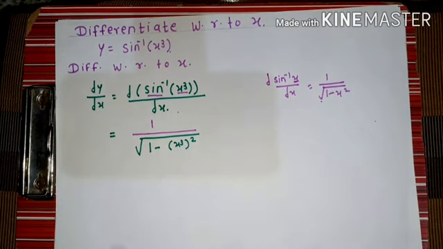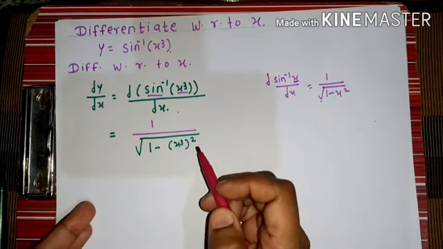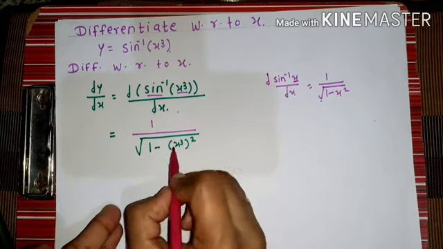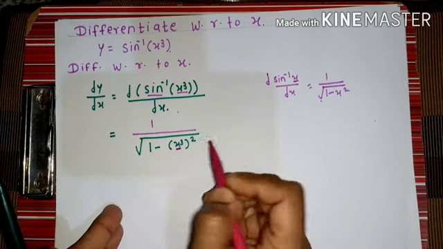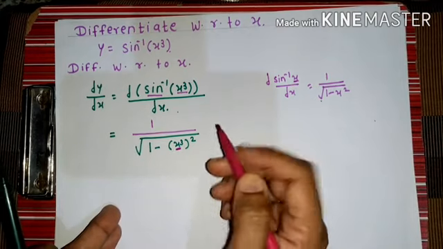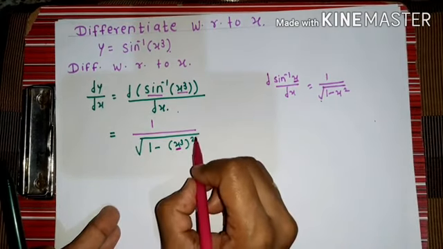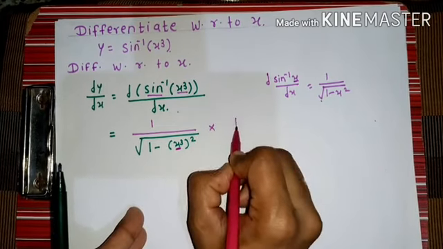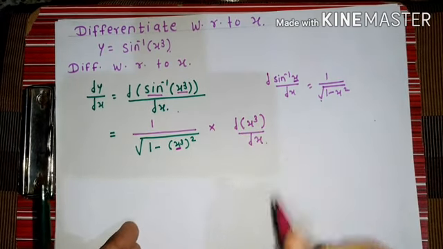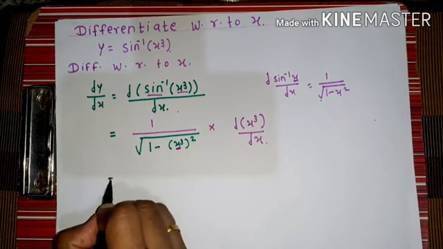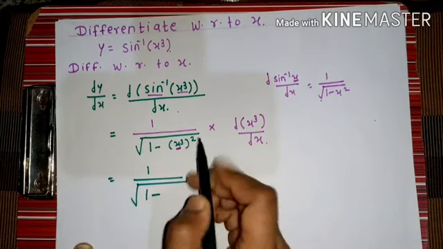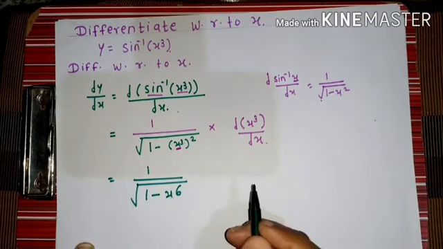But see students, as we know the differentiation of composite function or by chain rule, if we observe that this x raised to 3 is again a differentiable function. Okay, x raised to 3 is again a differentiable function. That's why we have to again differentiate it. Okay, and therefore into differentiation of x raised to 3 with respect to x. And therefore this is equal to 1 upon square root of 1 minus x raised to 3 raised to 2 is x raised to 6.